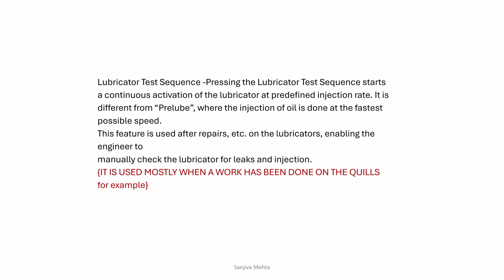Lubricator test sequence. Pressing the lubricator test sequence starts a continuous activation of the lubricator at a predetermined injection rate. It is different from pre-lube, where the injection of oil is done at the fastest possible speed. This feature is used after repairs, etc. on the lubricator, enabling the engineer to manually check the lubricator for leaks and injection, as I was telling you. So it's very important to use, mostly when work has been done on the lubricator, for example. All right.